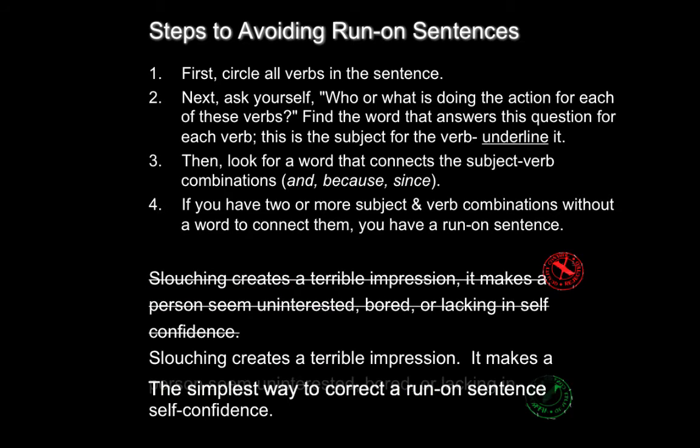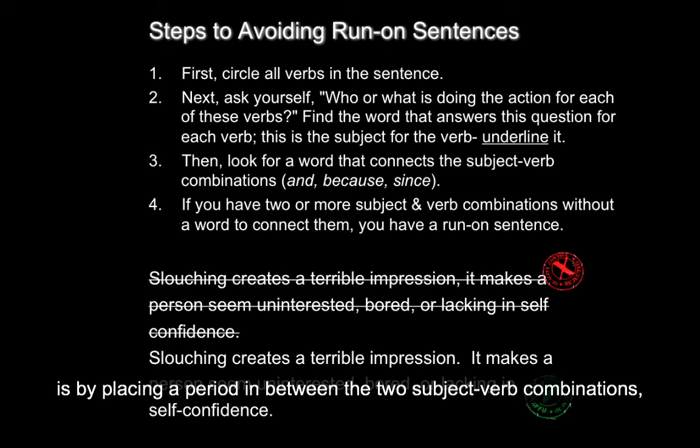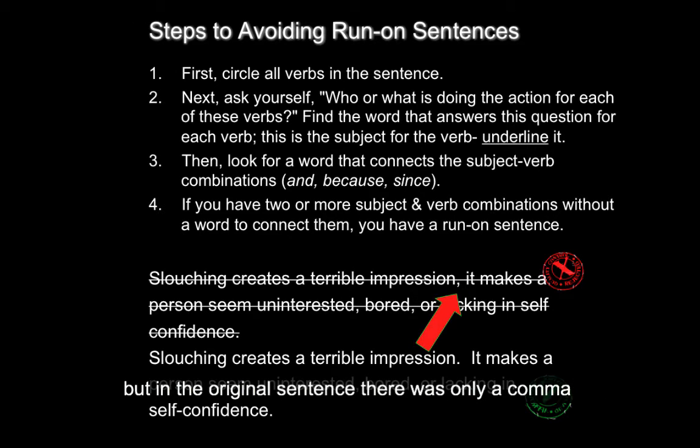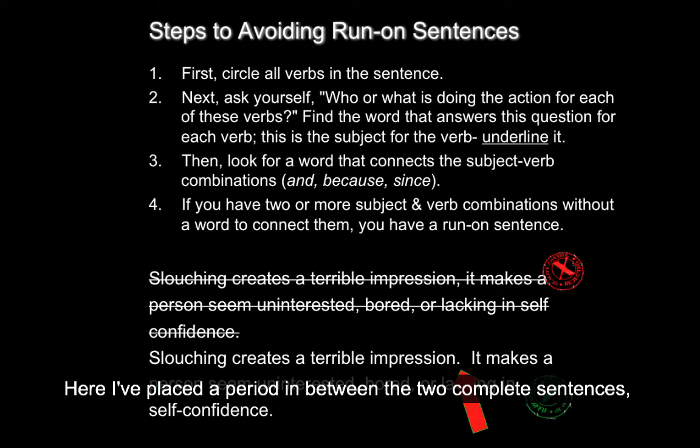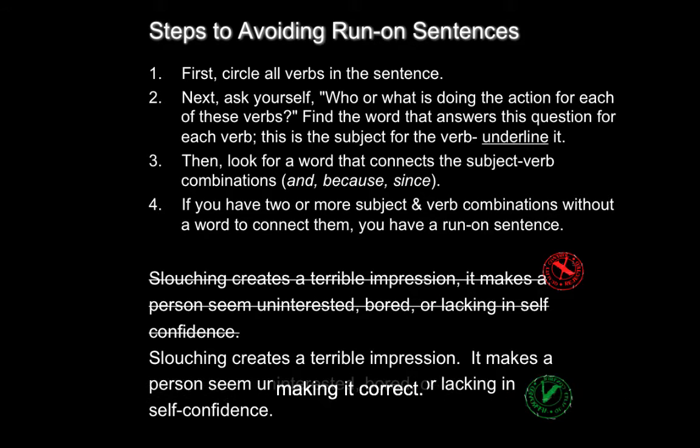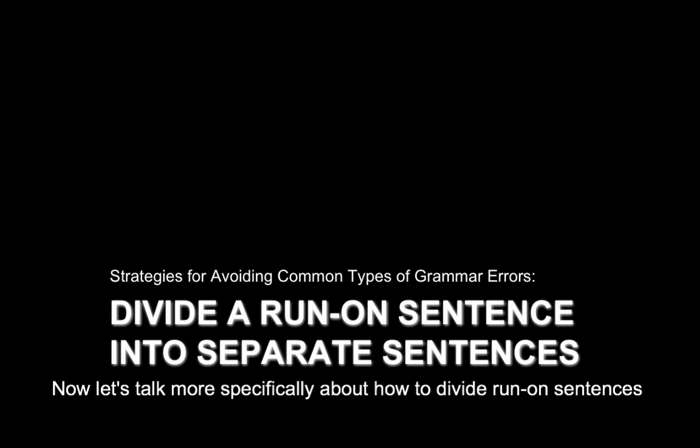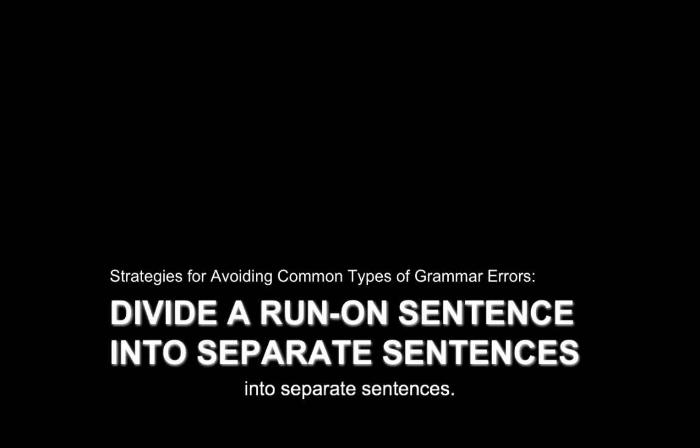The simplest way to correct a run-on sentence is by placing a period in between the two subject-verb combinations. But in the original sentence, there was only a comma in between them, and we cannot use only a comma to separate two complete sentences. Here I've placed a period in between the two complete sentences, making it correct. Now let's talk more specifically about how to divide run-on sentences into separate sentences.